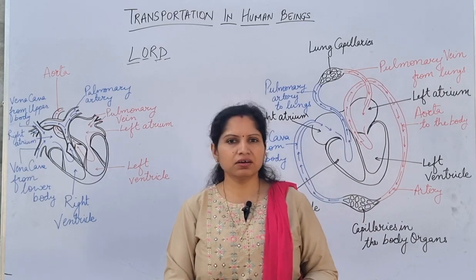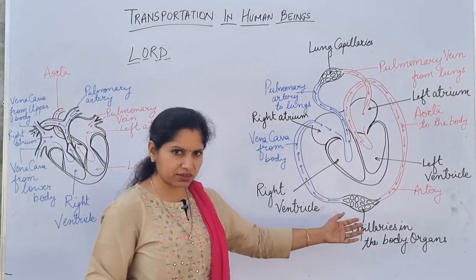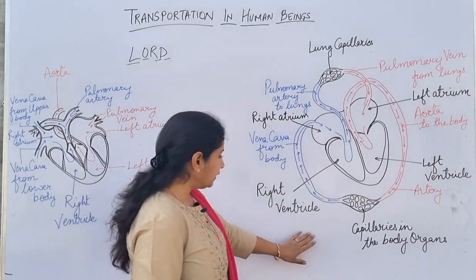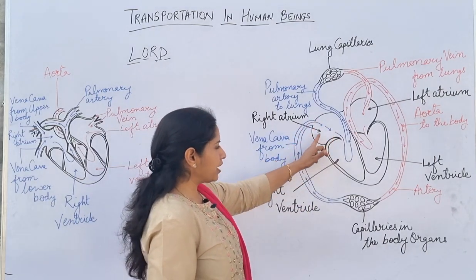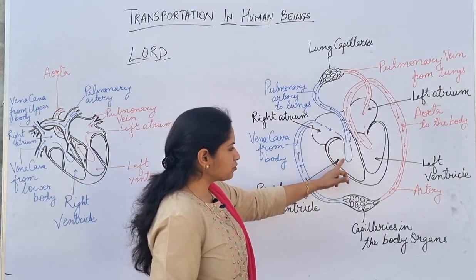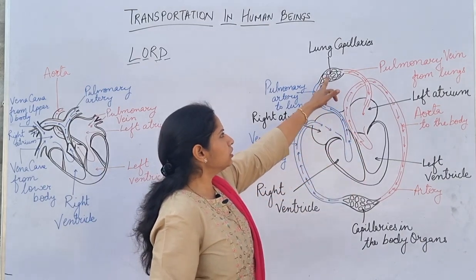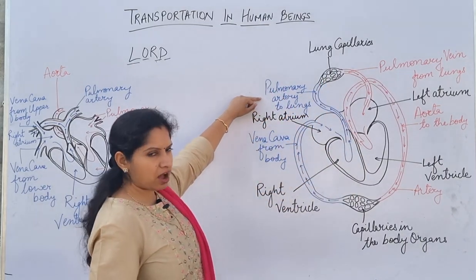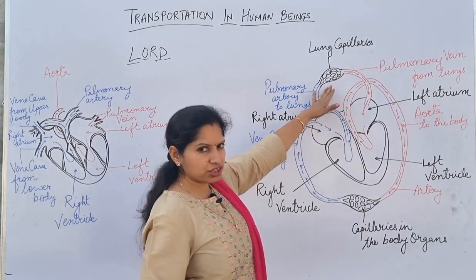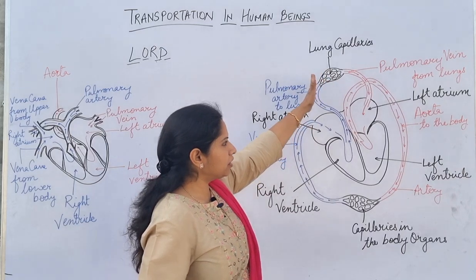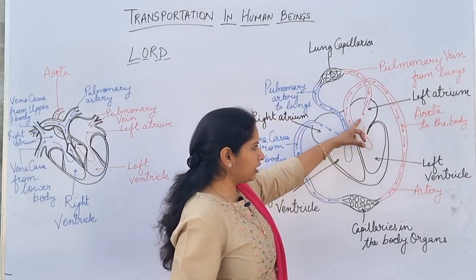Now, once more we are going to discuss the whole blood double circulation through this diagram. So from the whole body the blood comes passing through the vena cava to right atrium, from right atrium to right ventricle, from right ventricle it passes to the lungs passing through the pulmonary artery. In the lungs the blood is going to get oxygenated. This oxygenated blood comes back passing through the pulmonary veins to the left atrium.